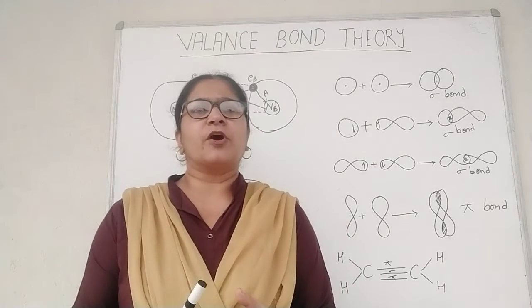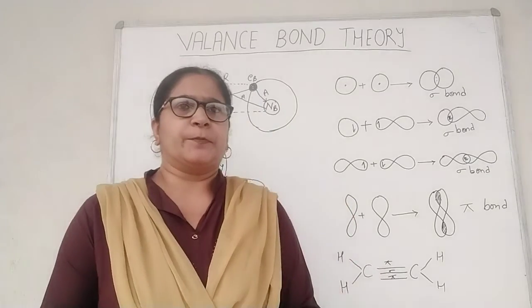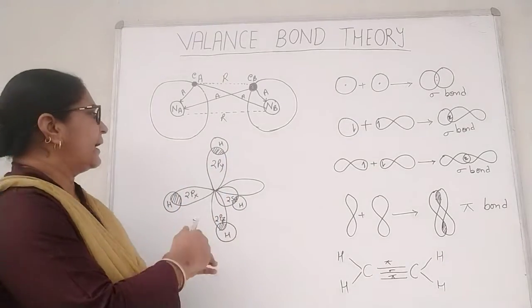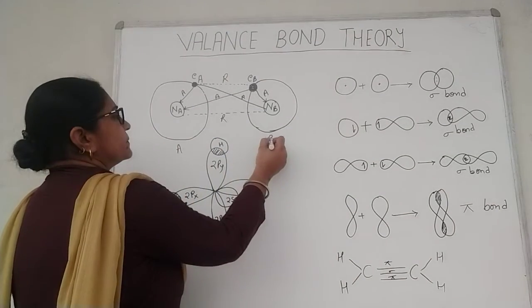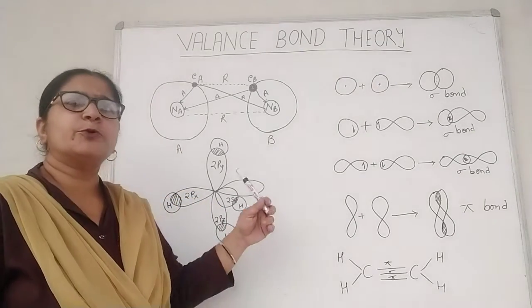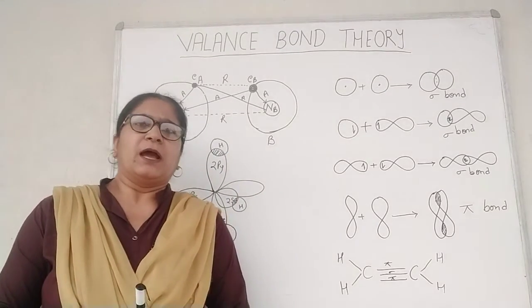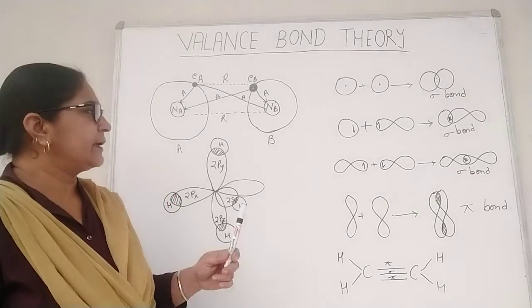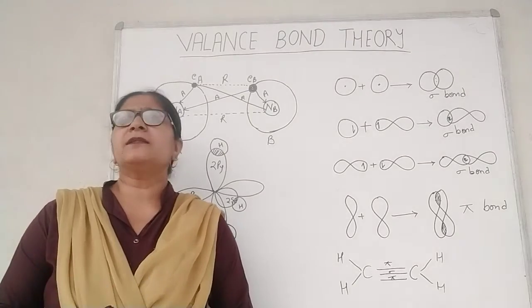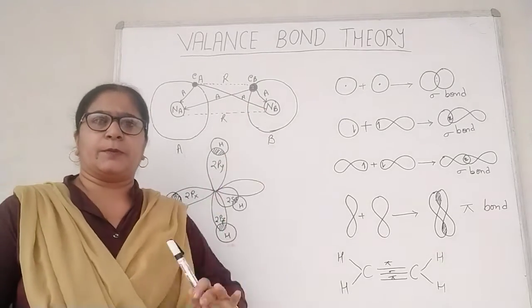Let's explain the formation of the hydrogen molecule on the basis of this theory. Consider two hydrogen atoms A and B approaching each other. Let us label their nuclei as Na and Nb, and the electrons present in them as Ea and Eb.